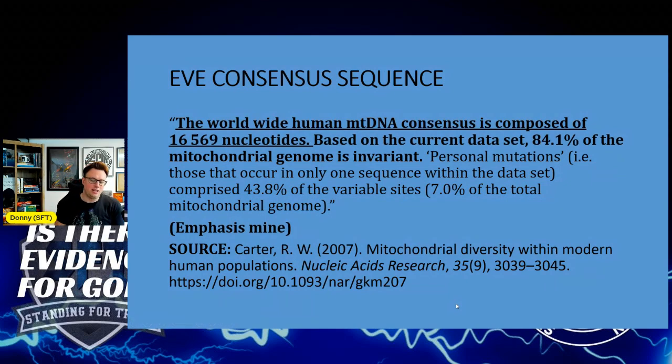So this is from a technical paper from Nucleic Acids Research by Dr. Robert Carter. He's a biblical creationist, and he published a paper titled Mitochondrial Diversity Within Modern Human Populations. The mitochondrial genome is about 16,500 letters. To be exact here, notice the citation. The worldwide human mtDNA consensus is composed of 16,569 nucleotides. And so we've essentially discovered Eve.